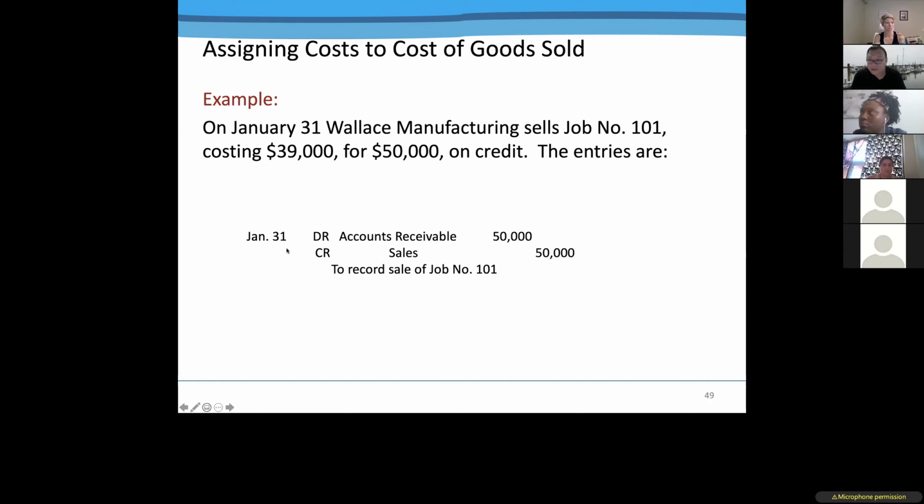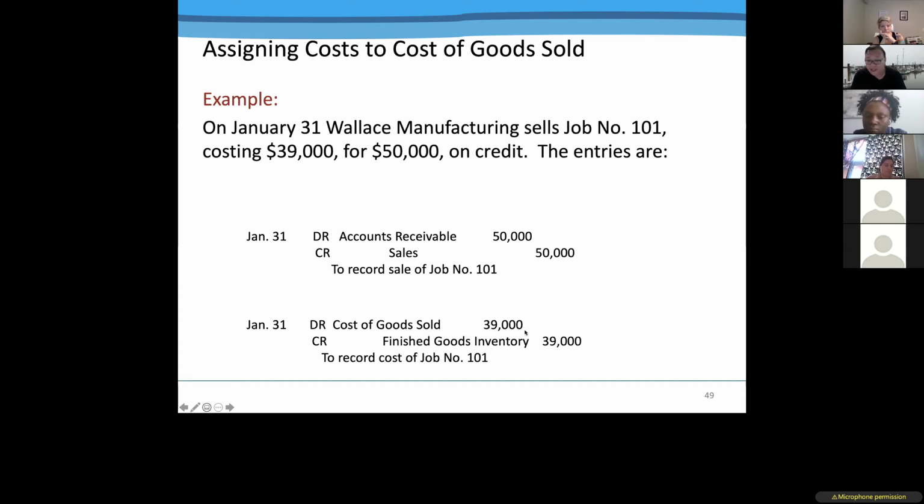So the answer is correct, right? You debit accounts receivable for 50,000. You credit the sales for 50,000. Okay, so that's the sales. But don't forget, this is a perpetual inventory system. So you have to recognize the cost of goods sold. So you debit cost of goods sold for 39,000. You credit finished goods inventory for 39,000, right? This is something we learned in 2100, right? This is nothing new, okay?